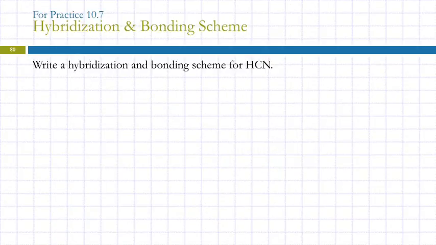Let's take a break. Okay, let's write a hybridization and bonding scheme for HCN. What's the first thing we have to do? Lewis structure. So we got to draw a Lewis structure. We've looked at this one before, and drawing Lewis structures is not the focus of this, so I'm just going to do it quickly here. There's our Lewis structure.